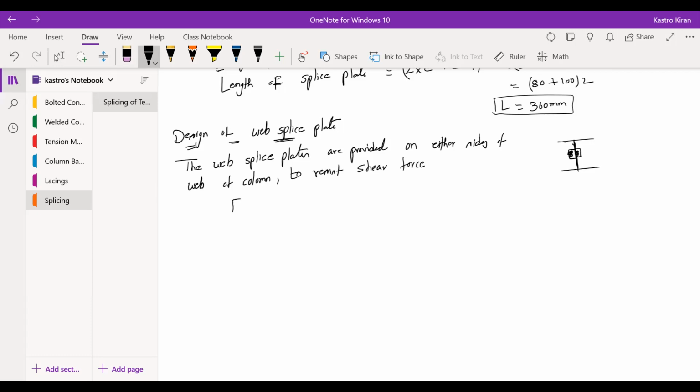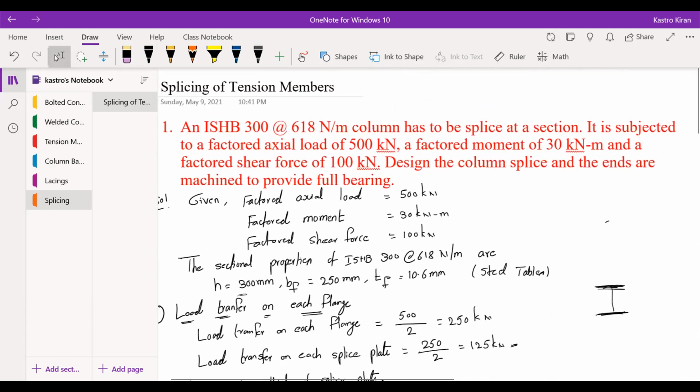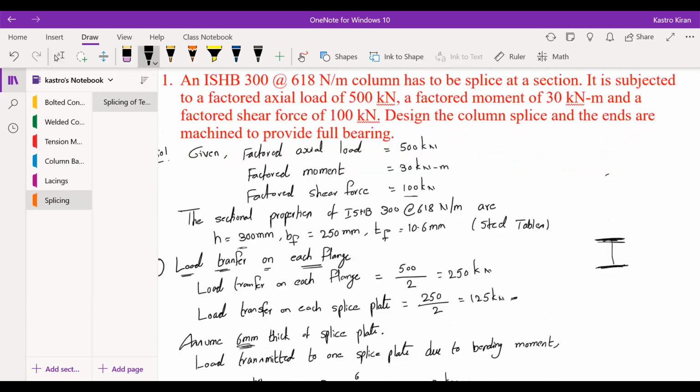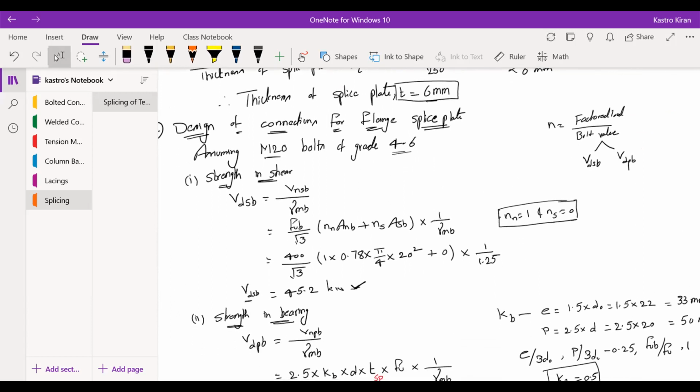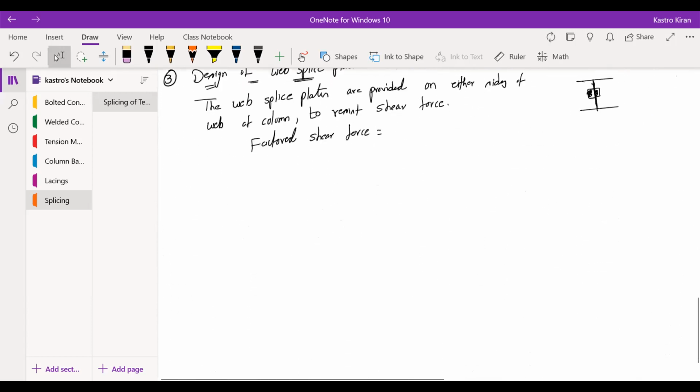Okay, so let's write down the factored shear force which is given in the question. The factored shear force which is given in the question is 100 kilonewtons. Okay, and how many web splice plates you are providing? You are providing 2 web splice plates, that is one here and the other one here. So each one has to carry half of the load.